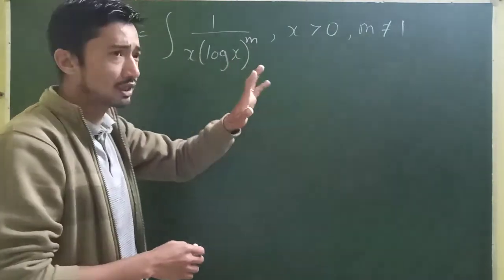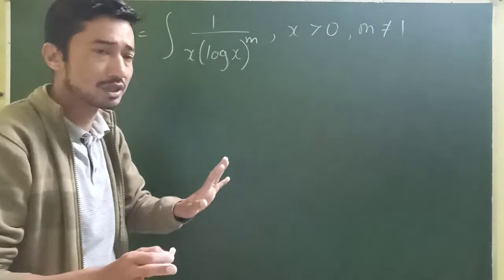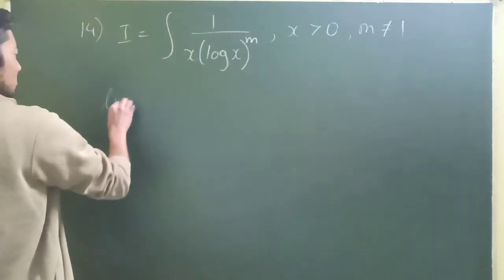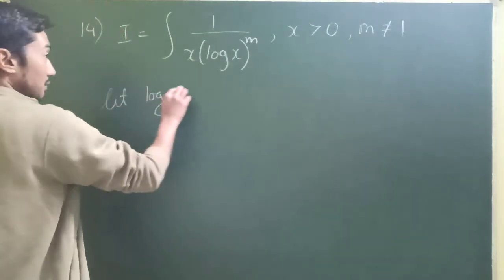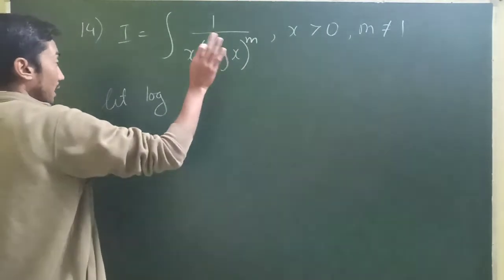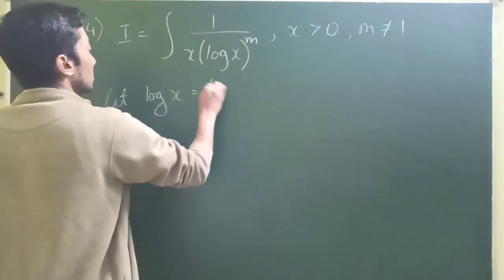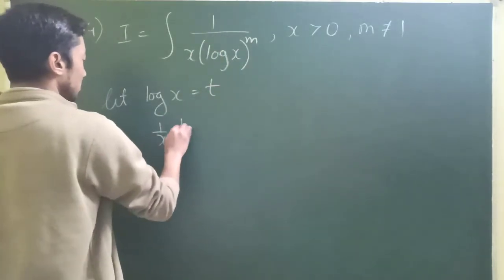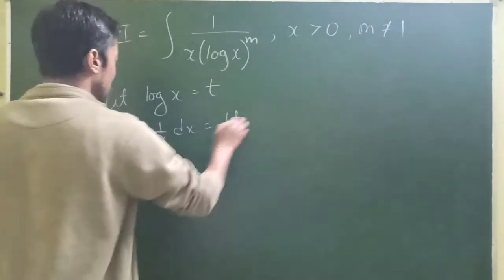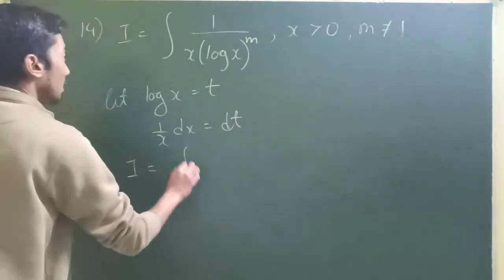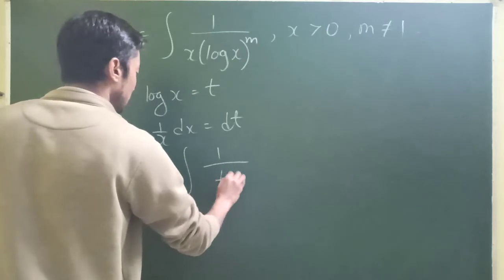Of course x is greater than 0. That's understood because log x has to be defined. No problem. So substitution is quite simple. We will see. I'll definitely talk about m not equal to 1. Okay. Log x equal to t. So 1 by x with respect to x is dt. So this is, I think, a simple problem. I will be equal to 1 by t power m.